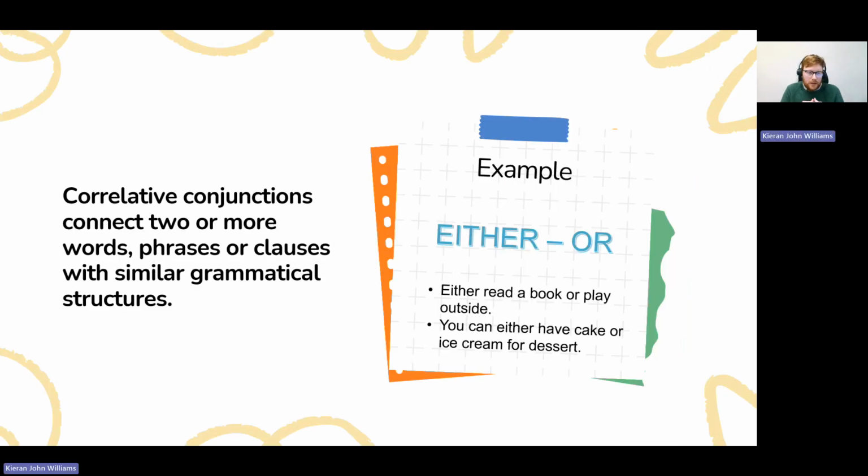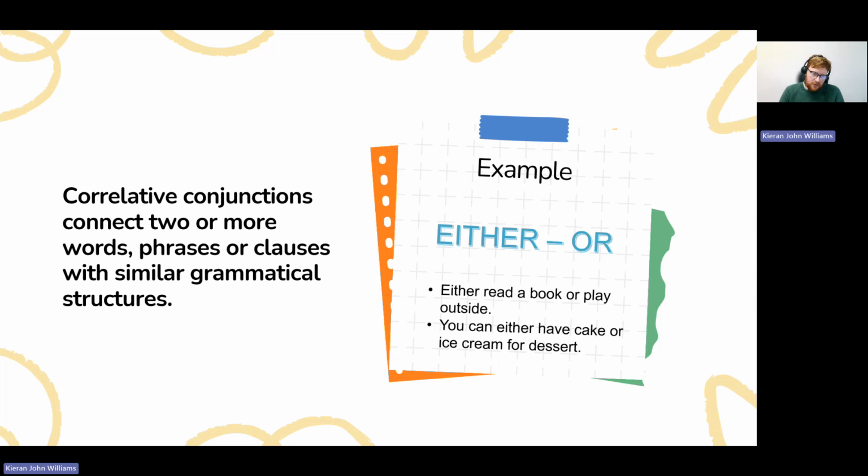So, like we've already said, those correlative conjunctions are when we're trying to connect two ideas, two sentences, two clauses together, and we use a pair of conjunctions to do it. So normally we have either at the start and then or in the middle. So either X or Y.